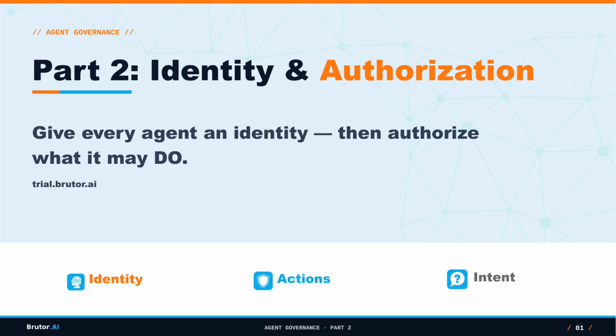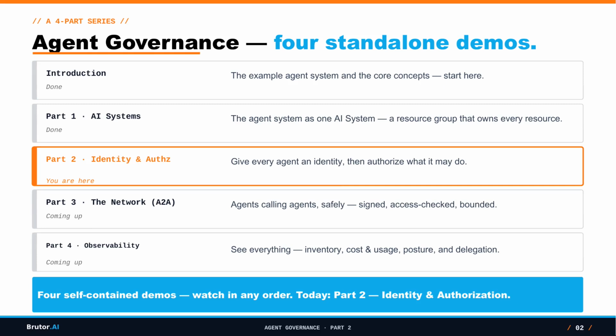Brutor Agent Governance. Part 2. Identity and Authorization. Give every agent an identity, then authorize what it may do. This is Part 2 of a 4-part series.